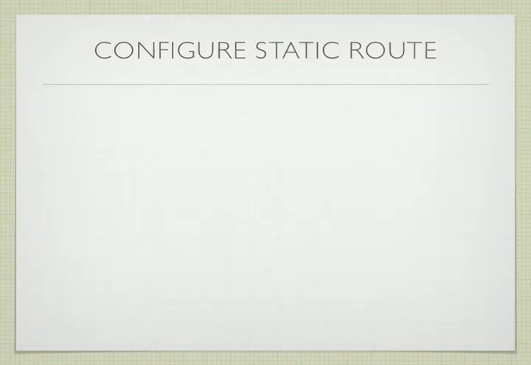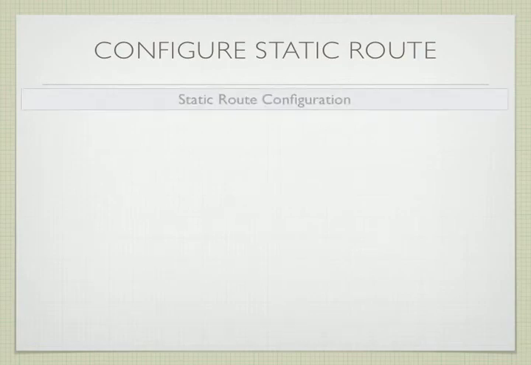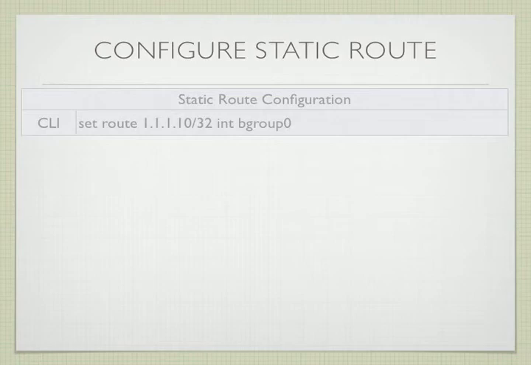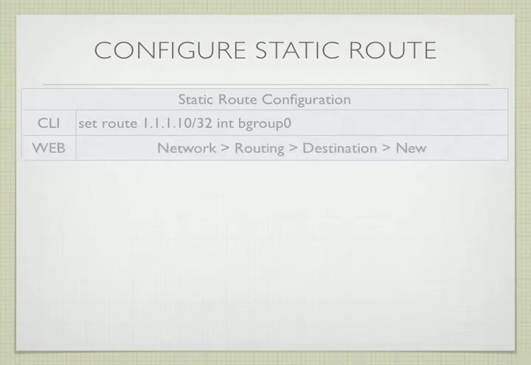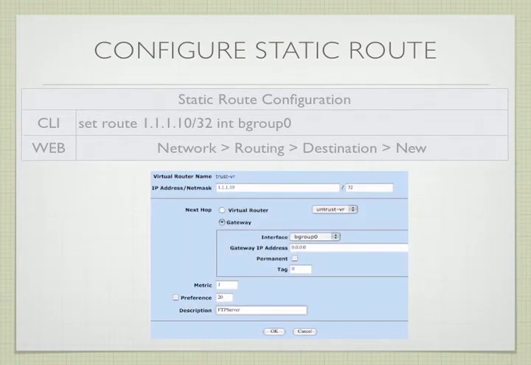Now we're going to configure the static route, and this is a repeat again of what we've learned in the previous lessons. We're going to use the set route command for the same address, and in this case our trust interface where the server is bgroup0, or we go into the network routing destination, and we create the new route to the bgroup interface.